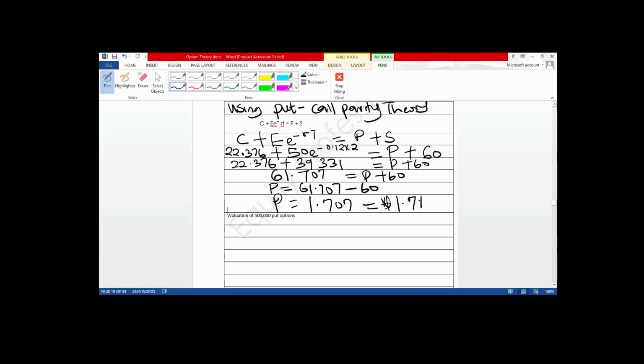If you try to follow this question, what you are asked to calculate is the value of 500,000 put options. We started from call. We calculated the price of a call option, to derive the price of a put option using put call parity theory. You have gotten the price of a put option.